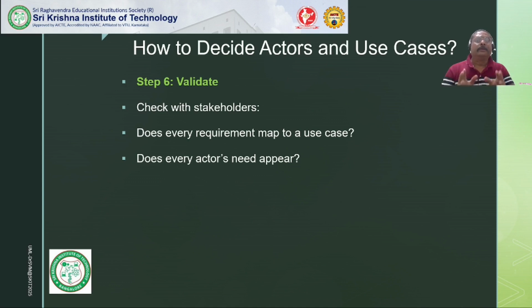So just make sure that all the actors put on the use case diagram are really required or not, and that every actor is appearing on the use case diagram or not. Both ways we have to look at it. Are we missing any functionalities? Yes, we have to verify that. If we are missing any, make sure to add them.